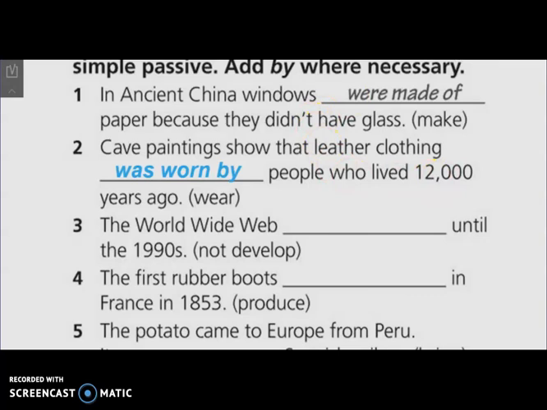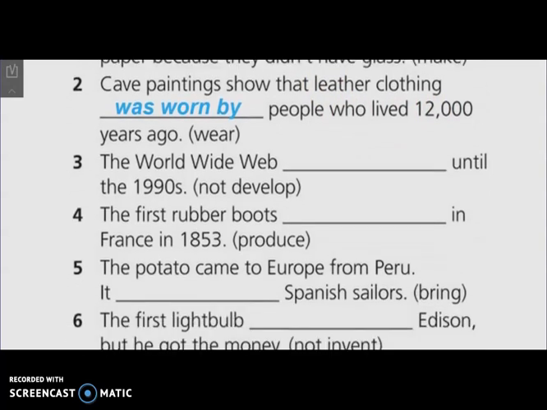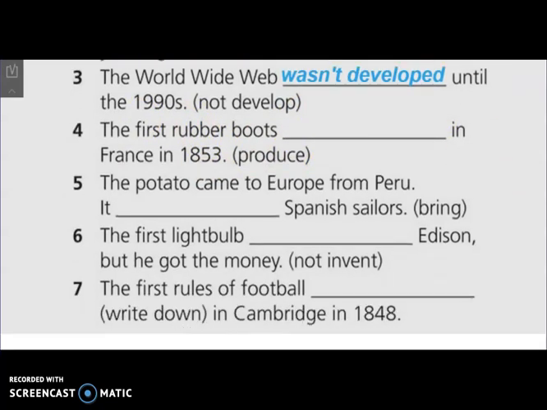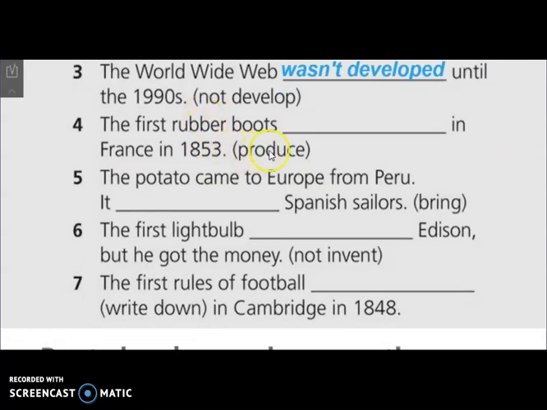who lived 12,000 years ago. Number 3, the World Wide Web was or wasn't developed until the 1990s. Number 4, the first rubber boots were produced in France in 1853. You have to complete the rest the same way.